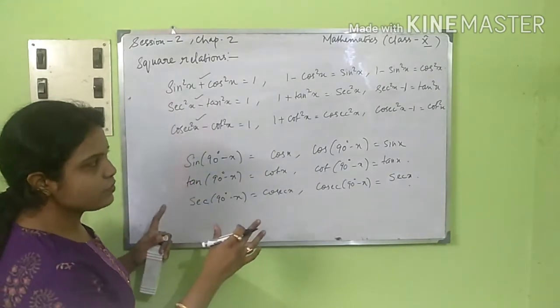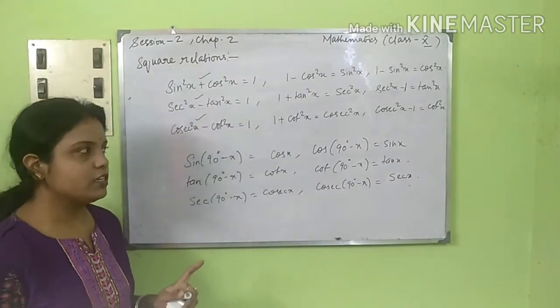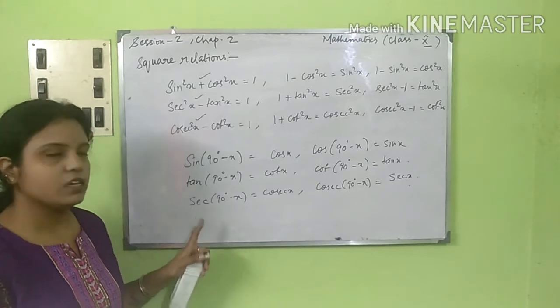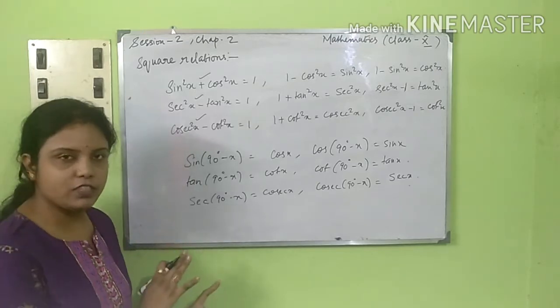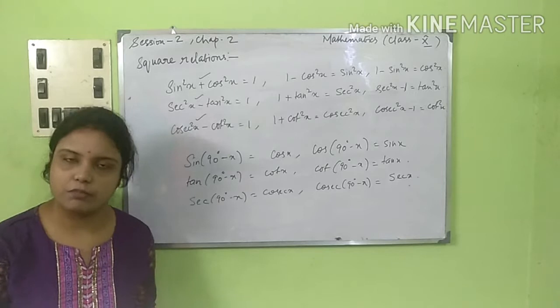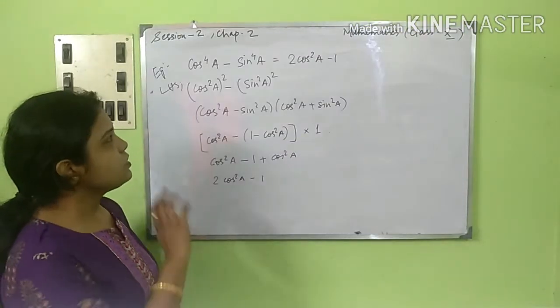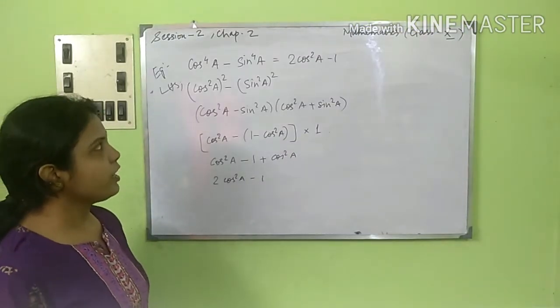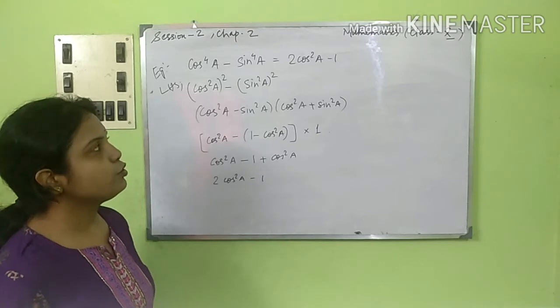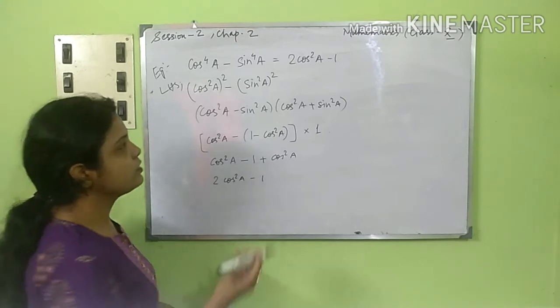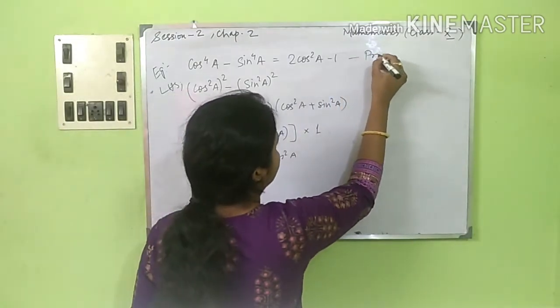So these are the ones which we have already done, right, using the complementary angles. So here also we'll have this. So let's get started with the examples. Now, this was the example that cos⁴a − sin⁴a = 2cos²a − 1. This you have to prove.